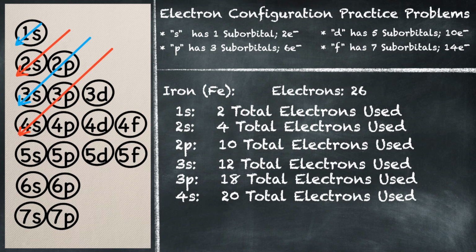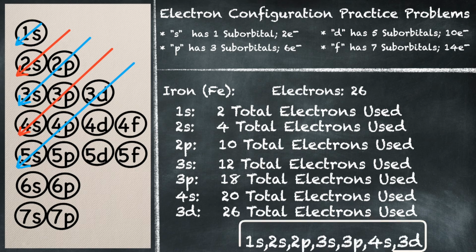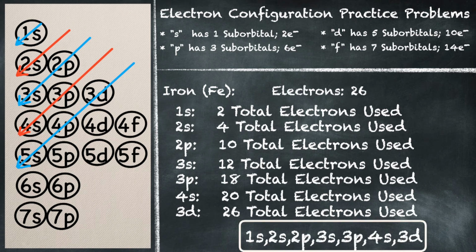We need 26 electrons, so we got to keep going here. The next orbital we would go to would be your 3d orbital. Remember, your d orbital can hold 10 total electrons. Well, we only need 6 more, so we're just going to put 6 in the d orbital. But in saying all that, it gives us our electron configuration of 1s, 2s, 2p, 3s, 3p, 4s, 3d.